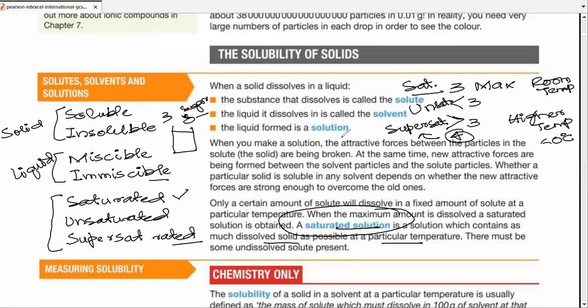Okay, good. Now, first we're going to discuss measuring solubility, and then we'll come back to discussing the solubility of solids and how it is affected by different factors. So I'm going to clear all of this written portion up, and we're going to move forward down the page.